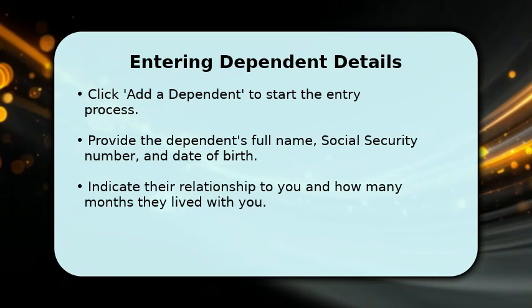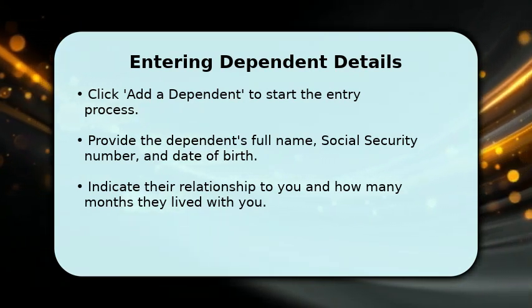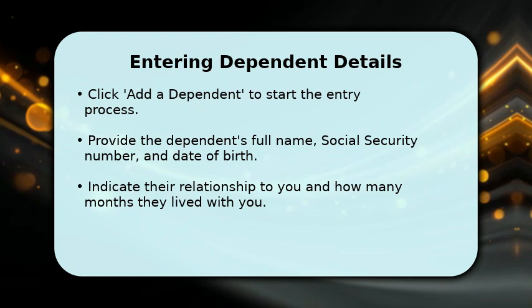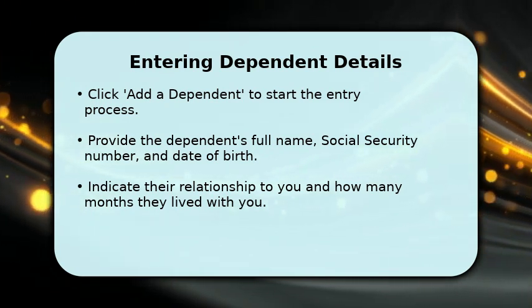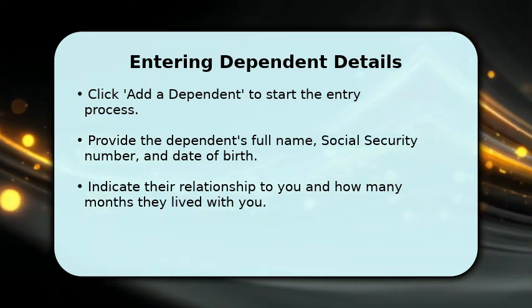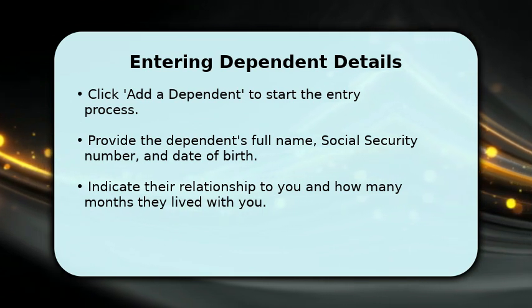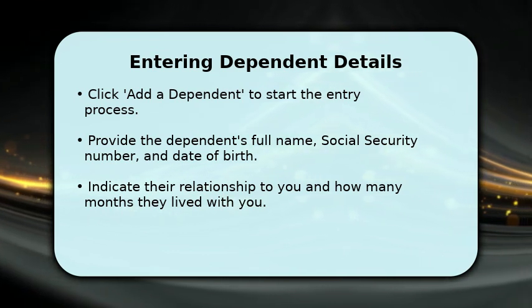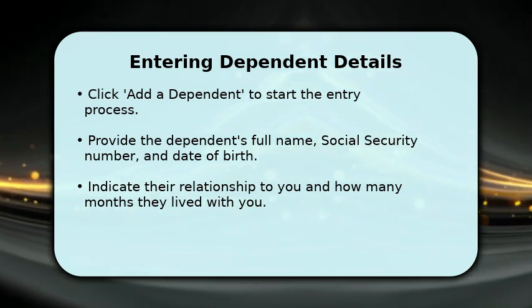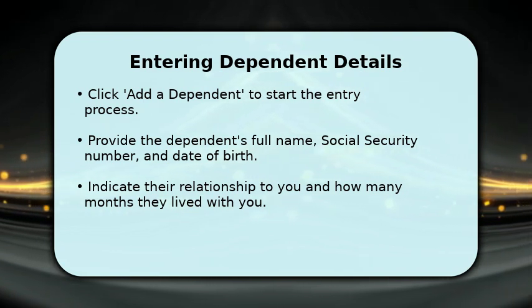Once you are in the Dependents section, click Add a Dependent to begin entering their details. You will need to provide their full name, social security number, and date of birth. Also, specify their relationship to you, such as child or parent, and indicate how many months they lived in your home during the tax year. Accuracy is key for these important details.